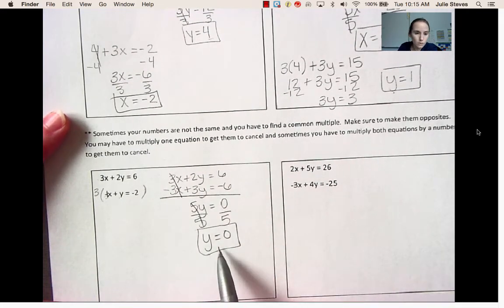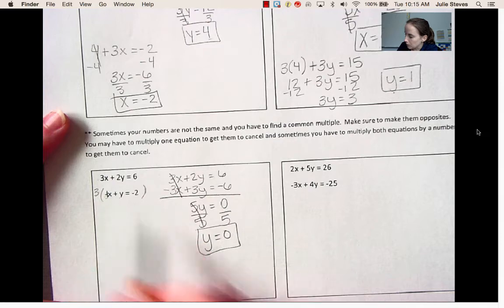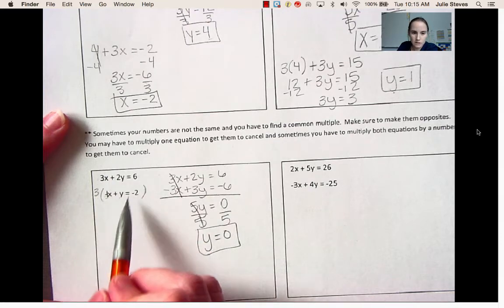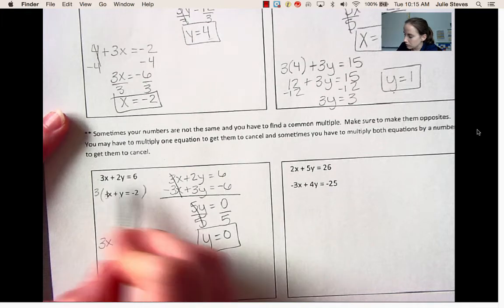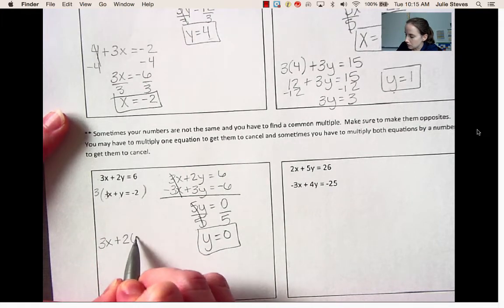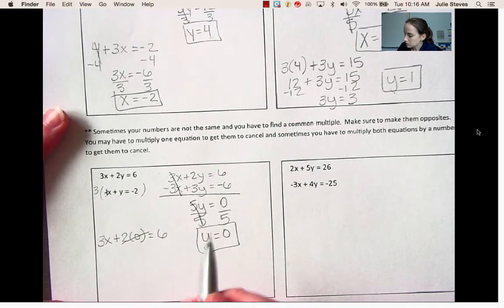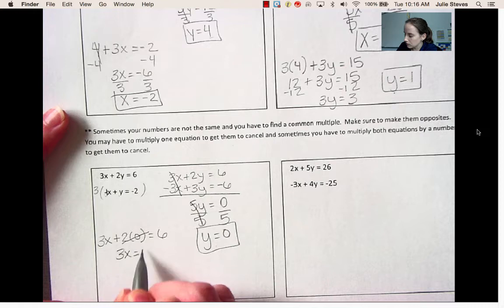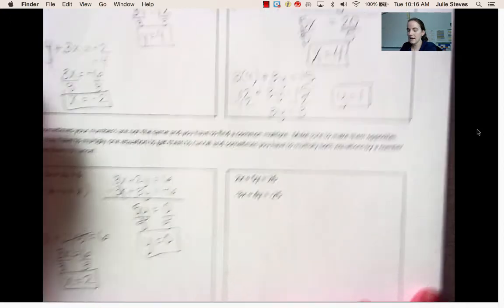Now this is easy to work with because when we plug in 0 for our y, it should be easy. So I'm going to go back to the first, it doesn't matter, either equation. Plug in y equals 0, so 3x, I'll do the first one, plus 2 times 0 equals 6. Well, 2 times 0 is just 0. 3x equals 6, and so x will equal 2. Okay, and then the last one here.